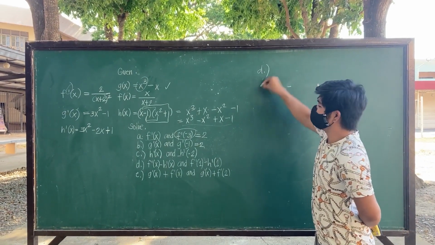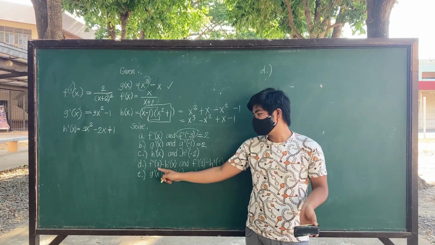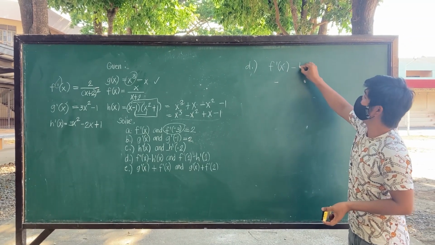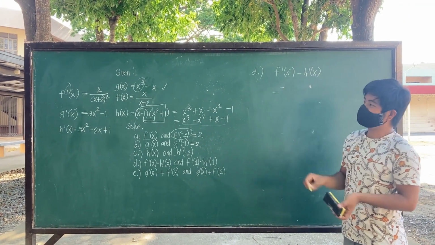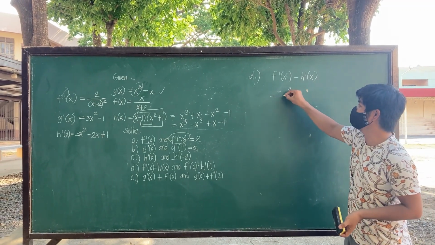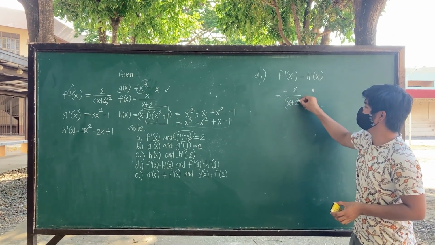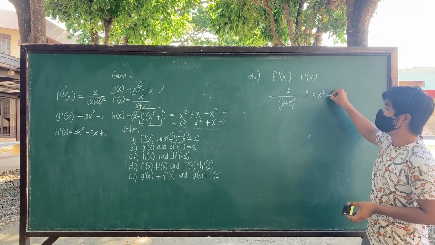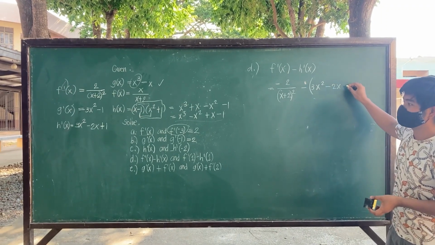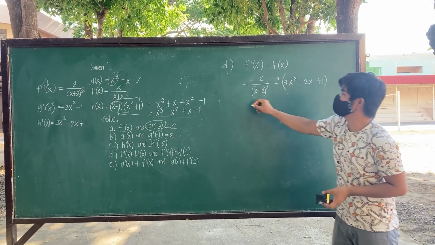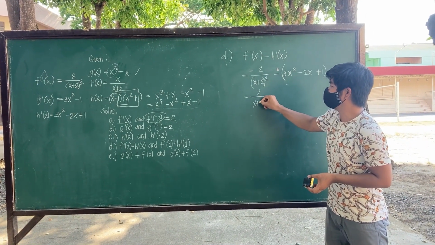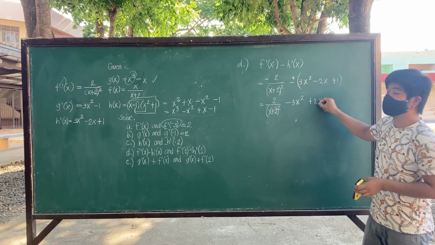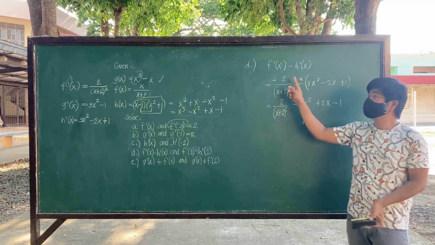So for letter D, we just need to subtract h prime of x from f prime of x. So f prime of x minus h prime of x. Get f prime of x, and that is written already there. So we have 2 over x plus 2 quantity squared minus h prime of x, and that is 3x squared minus 2x plus 1. So we now have 2 over the square of x plus 2 minus 3x squared plus 2x minus 1. So this is f prime of x minus h prime of x.